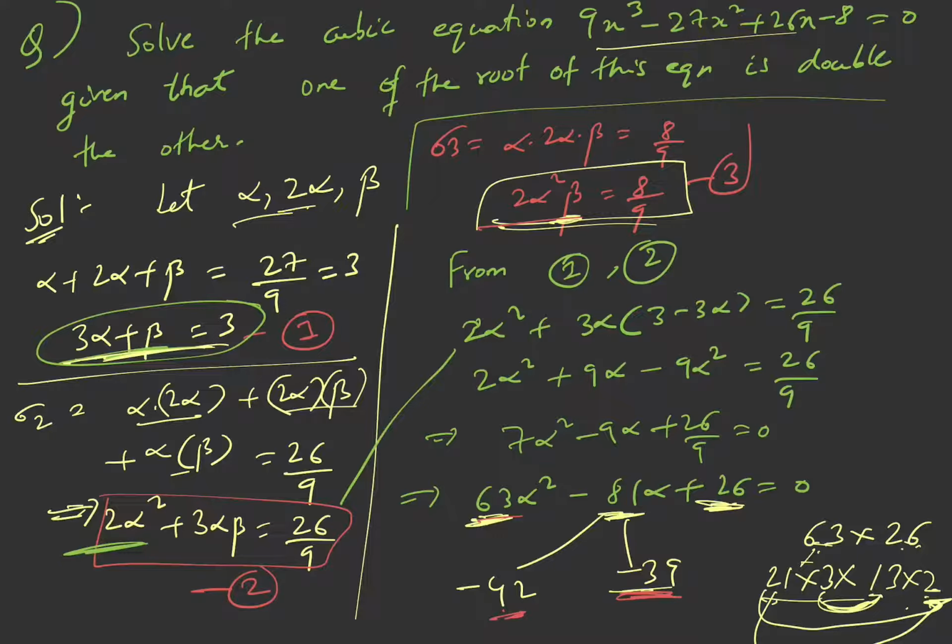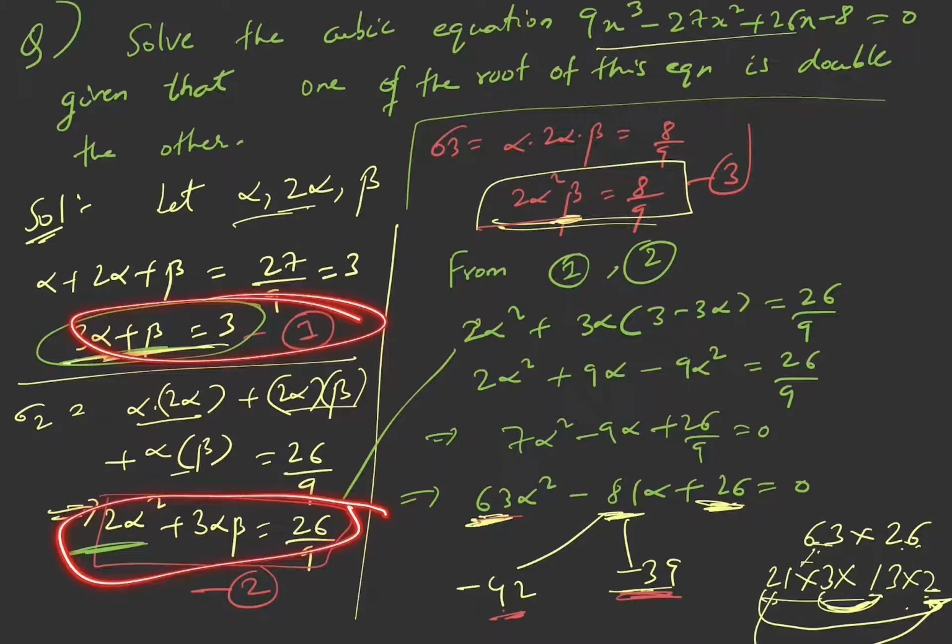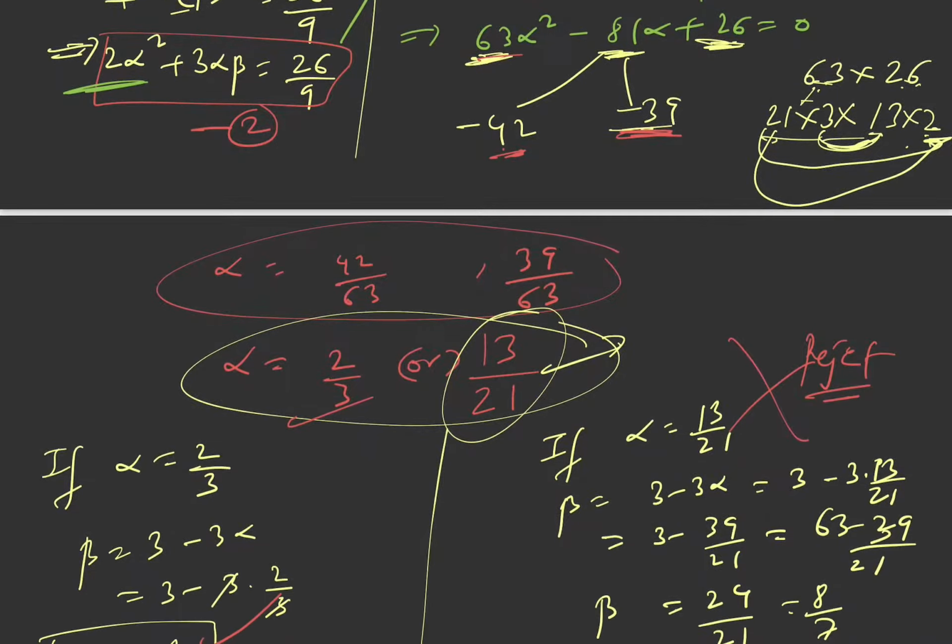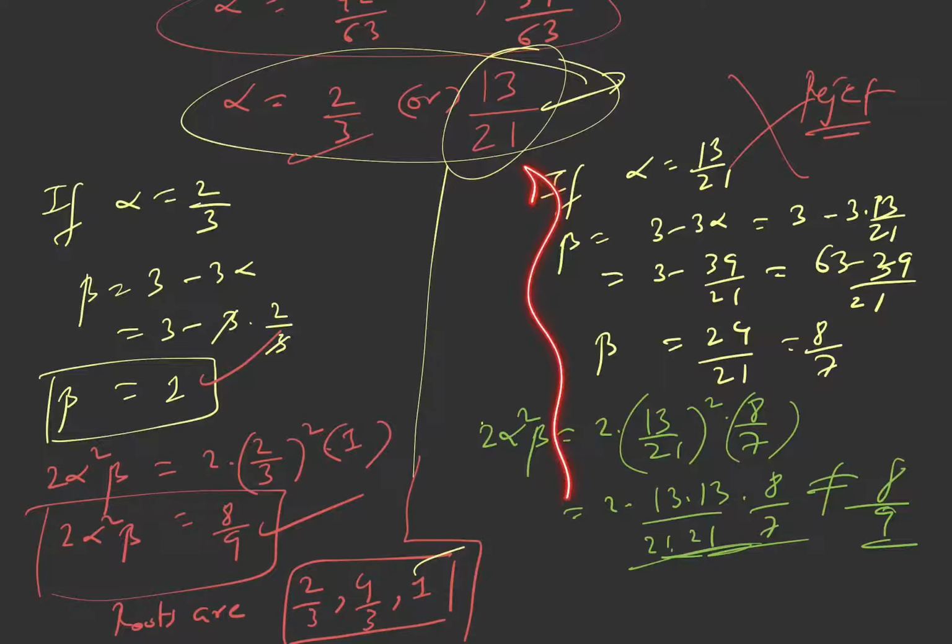So let me just redo the procedure again. Since one root was double the other, we took the roots as alpha, 2 alpha and beta. Now we wrote the Vieta's relations, and from taking equation 1 and equation 2, we were able to solve for alpha and beta, but we were getting two sets of values, right? So one set got rejected because the third equation was not getting satisfied. So the roots are 2 by 3, 4 by 3 and 1 only. Fine. So this is how you can solve a polynomial equation if you are given some additional condition on the roots, right?